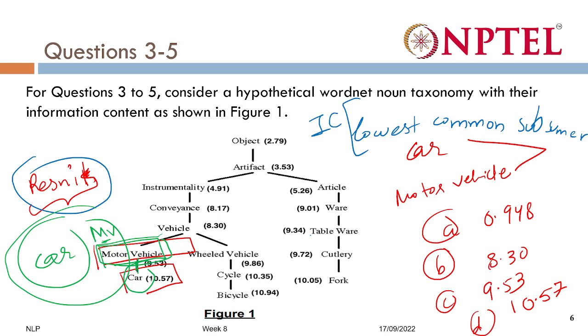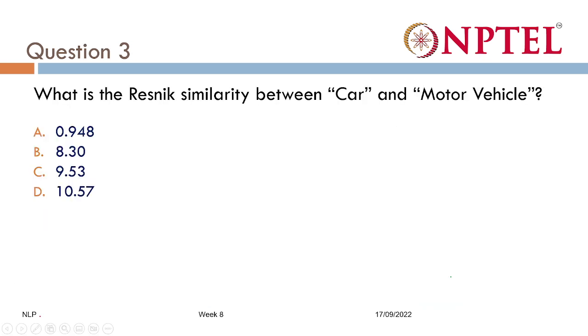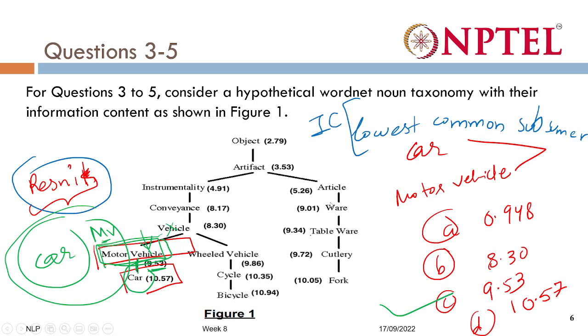And car, we are to look between these two. We are not to look at which common point they both meet. That will not be the vehicle, that will be the motor vehicle itself. At this point they are meeting, so the information content for the motor vehicle I will take. So according to that, the answer will be option C, 9.53. Is it clear or any doubt? Clear. Okay, so someone said 8.30, so please correct your answer. It should be 9.53.